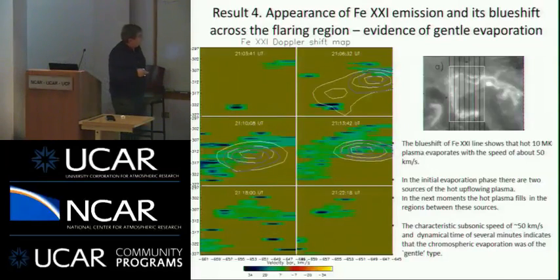So we can see the kernels: initially the X-ray had two kernels here, and the blue shift in this line appears at the same kernels, but then it became a kind of loop-like structure. It was filled in with evaporating plasma.